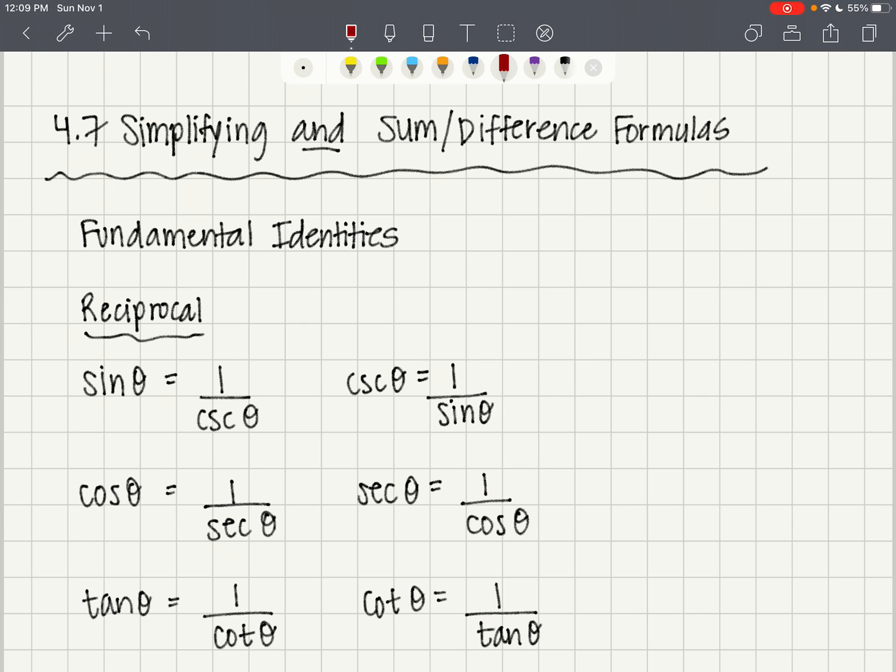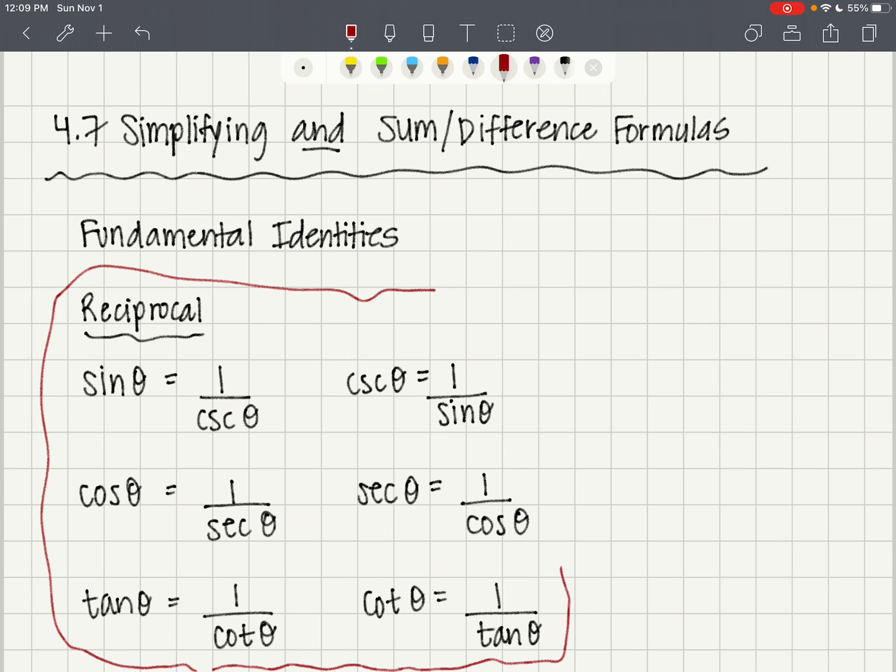You might think, well, this is pretty easy. I don't need to write these down because I think I've got it, just writing it down once. But when we put it together with all the other ones that you need to learn, you'll probably be happy that you studied them. Then we have quotient identities.